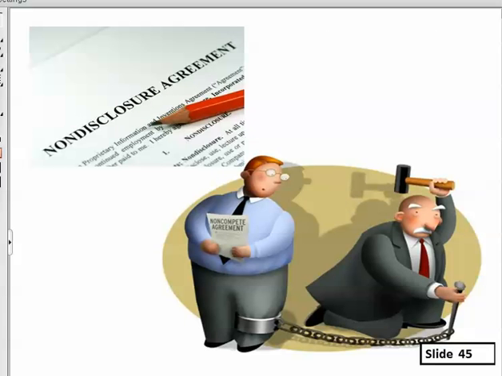We talked earlier in the course about non-disclosure agreements. Basically, a non-disclosure agreement says if you tell someone about your company and they sign the agreement, they will not tell anyone else about it.